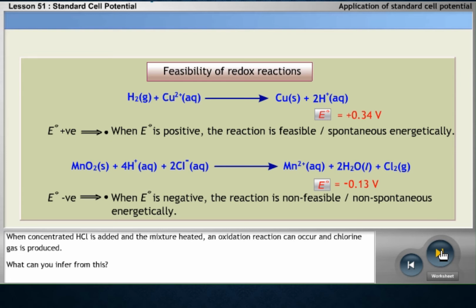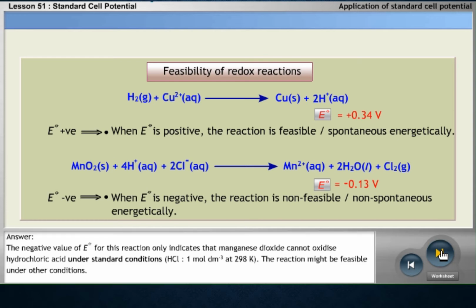When concentrated HCl is added and the mixture heated, an oxidation reaction can occur and chlorine gas is produced. What can you infer from this? The negative value of E naught for this reaction only indicates that manganese dioxide cannot oxidize hydrochloric acid under standard conditions, for example, one mole at 298 Kelvin. The reaction might be feasible under other conditions. For example, in this case, we use concentrated acid.